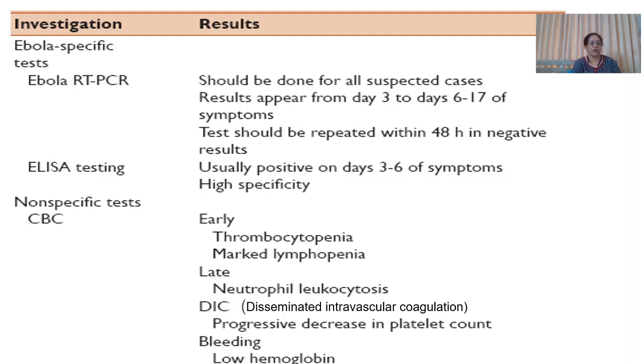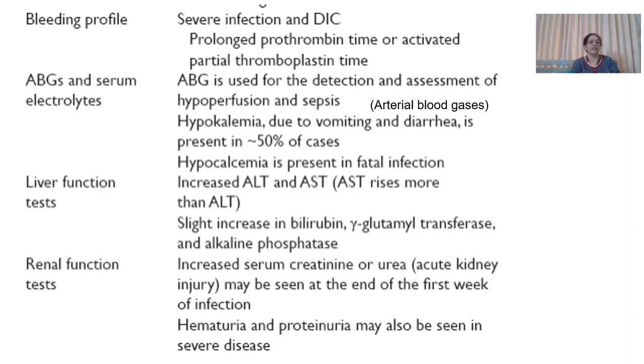Then bleeding, low hemoglobin can be checked. Bleeding profile is important. During severe infection and DIC, you can check this bleeding profile. There is a prolonged prothrombin time or activated partial thromboplastin time. That's why there is a late clotting of the blood, and so blood oozes out from the areas, sites where there is administration of catheters, needles in the veins.